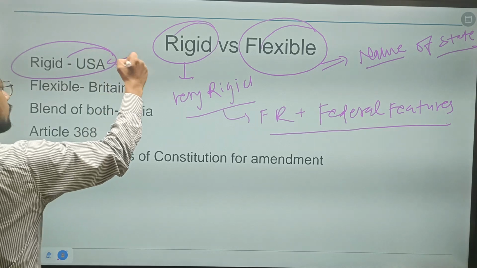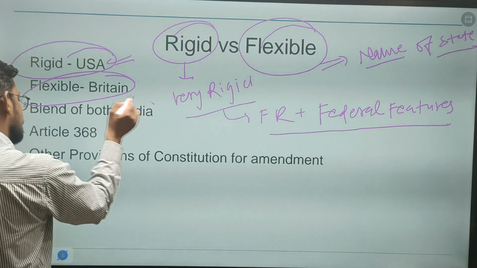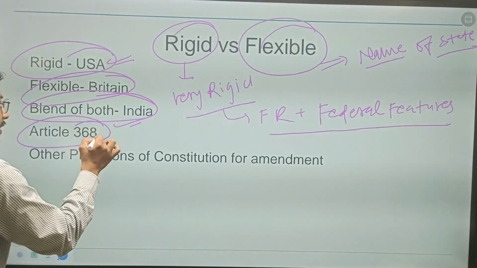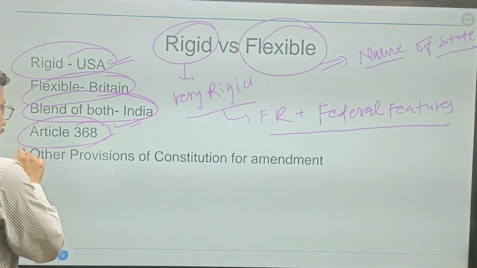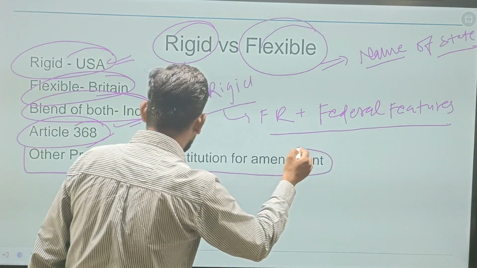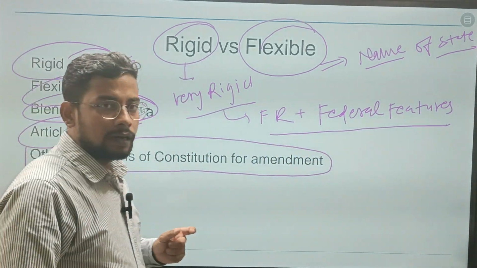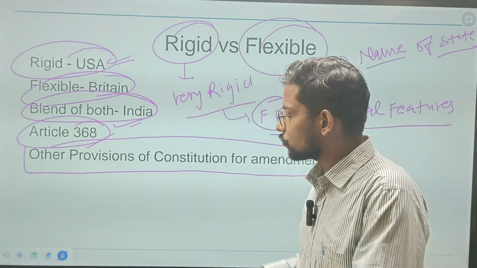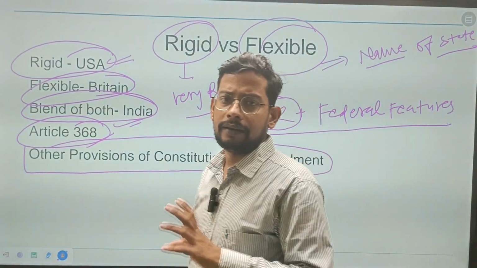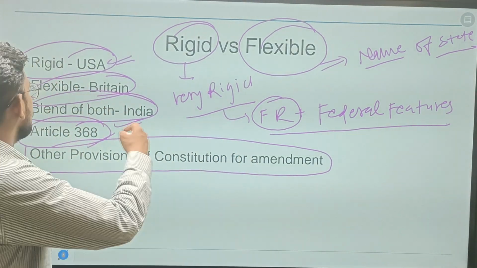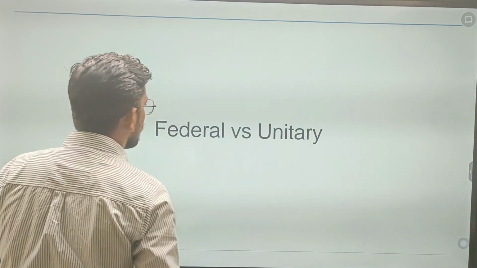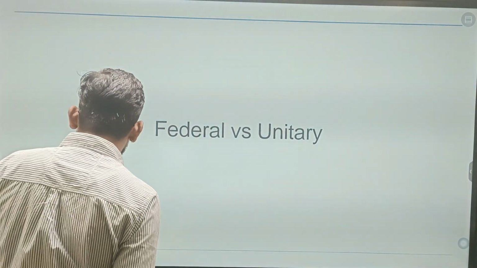The rigid constitution is that of the USA and the flexible one is British. India has a blend of both. The Indian constitution can be amended under Article 368. Remember one thing: except for federal features and fundamental rights, other features of the Indian constitution can be easily amended. Okay. The next feature of the Indian constitution is federal versus unitary, whether the Indian constitution is federal or unitary.